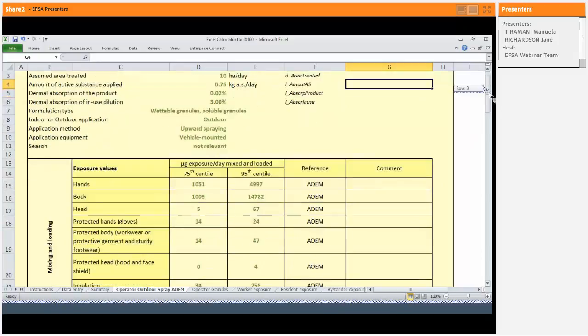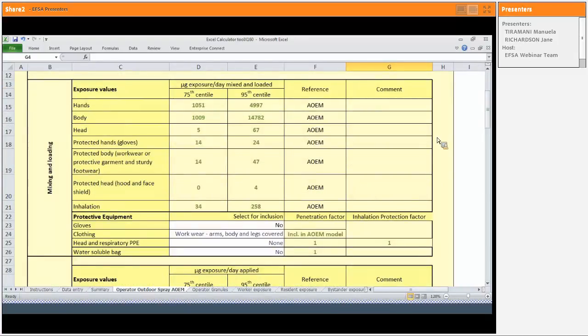And then here we can see the predicted exposure from the AOEM model. You can see here that it's the AOEM model. And again, as I explained, you can see that we get different values. So here we have hands, body, and head. And this is assuming no protection. And then we can also see what the values would be if we have protection. So this is gloves, and we had a question about that earlier.